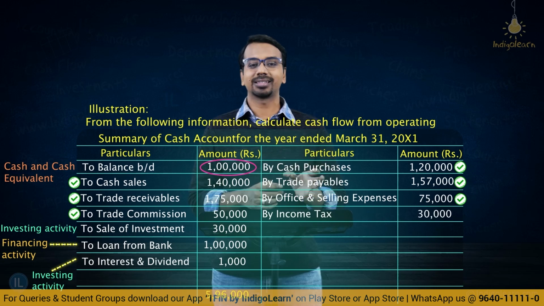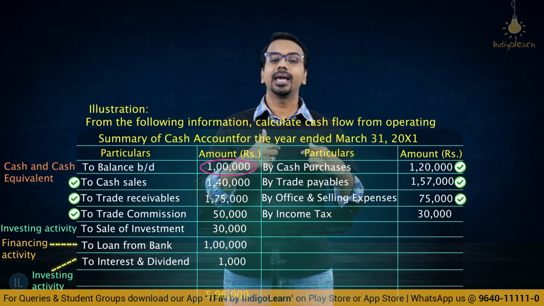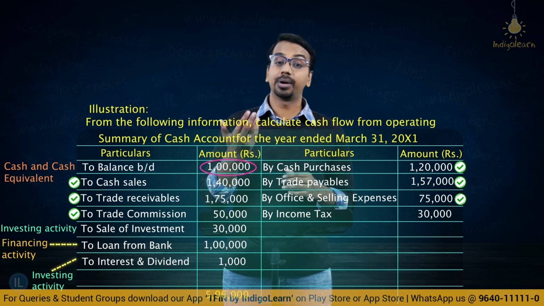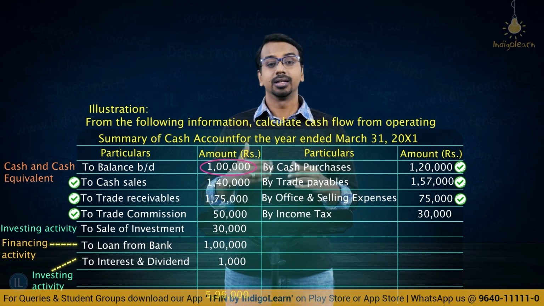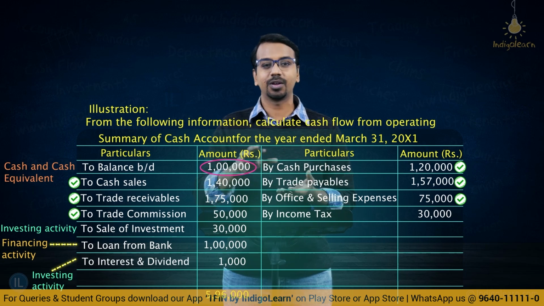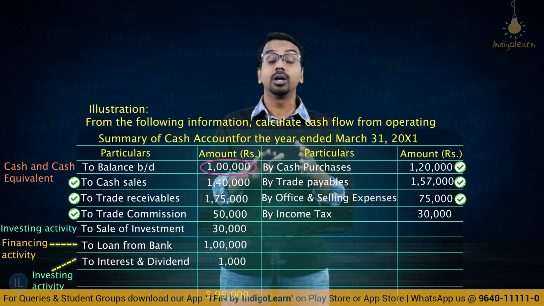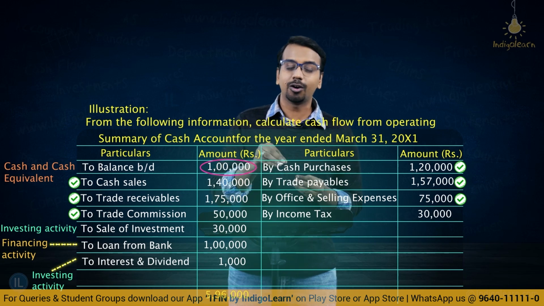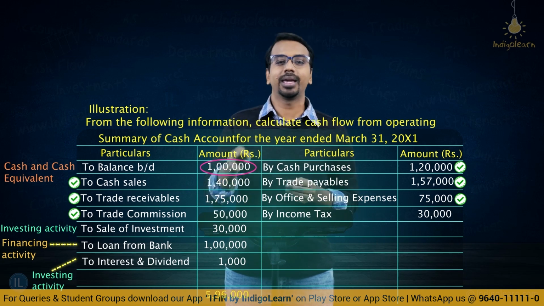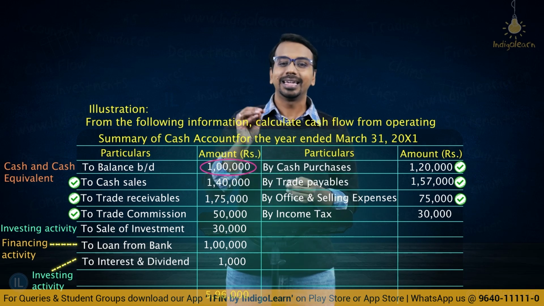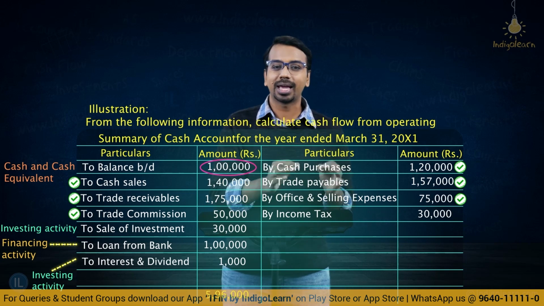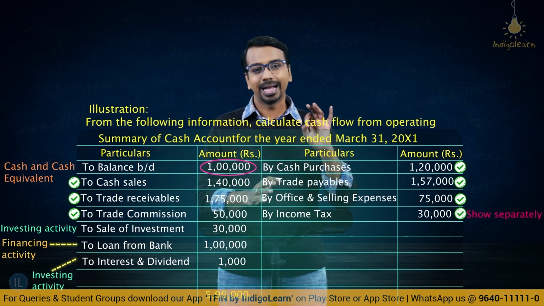By income tax 30,000. Now whenever we pay income tax, it could be paid for all the three heads, for operating, for investing, for financing. Sir, how can we pay income tax for financing activities? See, whenever we pay dividends, we have to pay dividend distribution tax. So even that is a tax paid for financing activity. Maybe you earned some money on investments, on that you will be paying tax. That is tax for investment activities. If nothing is mentioned, assume that income tax is purely for your operating activities.